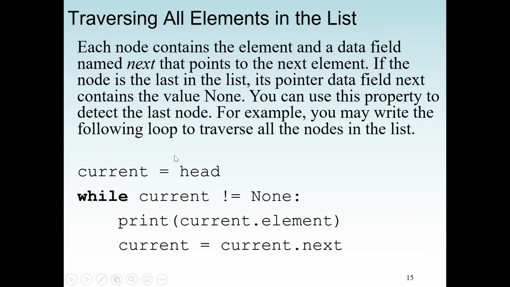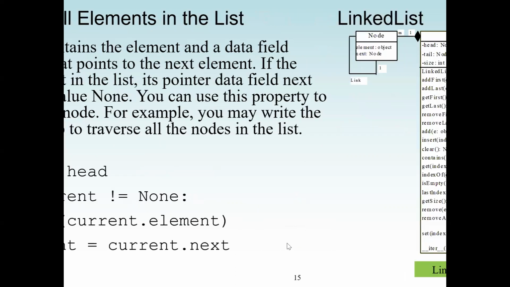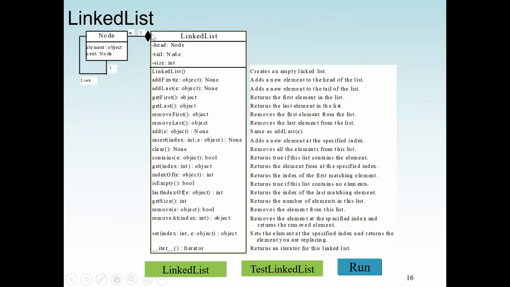Why? First of all, we create a pointer. If we use the original pointer, we are going to lose all the items. When the pointer moves to the next node, we lose the previous node. So we create a new pointer and we use that pointer to move through all the elements. Now let's look at the linked list class.